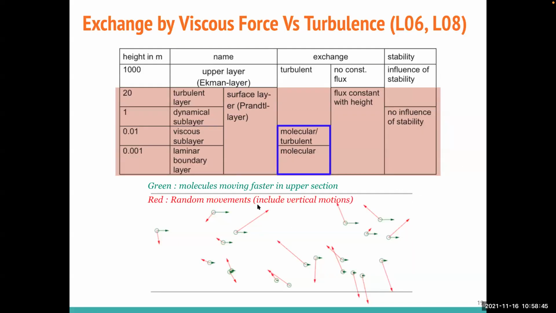So what is molecular transport? You have random motions in here, right? You have the random motions, which are the red arrows in here, but you have the organized motion, the green one. So you know that even if you have shear, you have random motions in your molecules, right? So the random motions in your molecules will transport your properties, for example, from the higher wind speed layer to the lower wind speed layer through these vertical motions from the random motions.